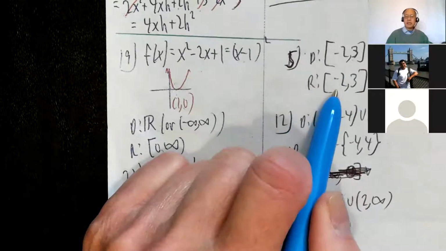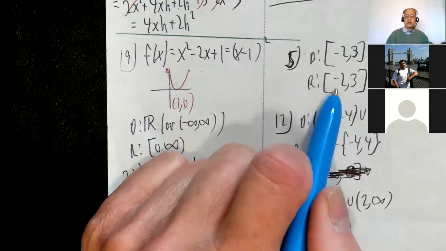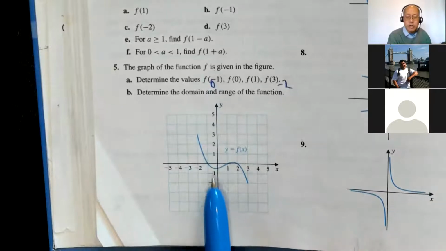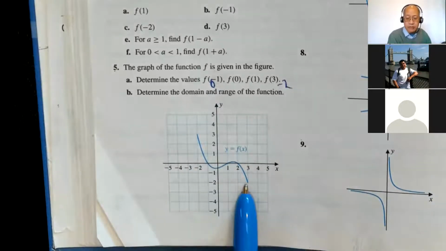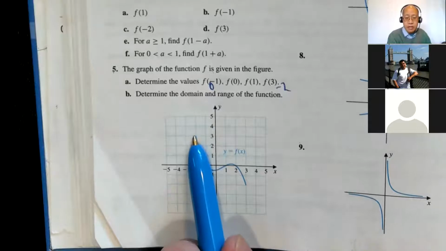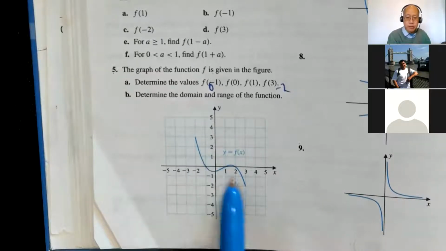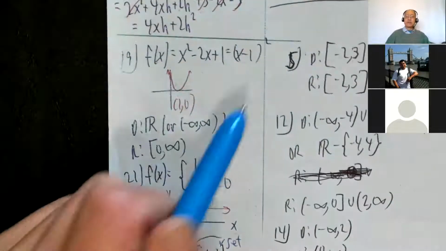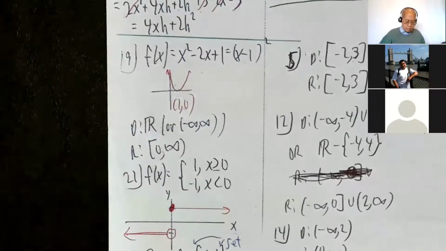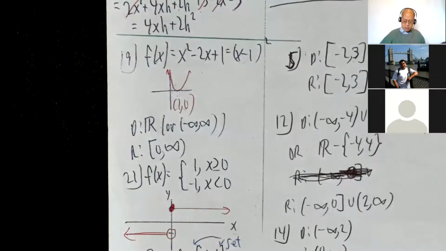And it looks like the range, I got the same thing. Bracket -2, 3 bracket. Let's see how come. So the range, that's in the y direction. The lowest y value is here, -2. The highest y value is 3. And I'm including both endpoints and everything in between. So yes, for this particular one, both the domain and range are the same thing, bracket -2, 3 bracket.